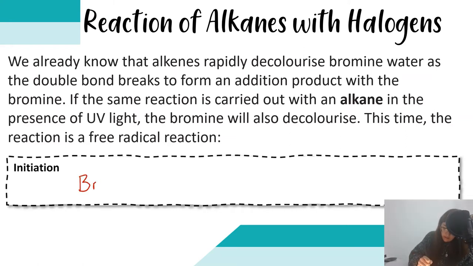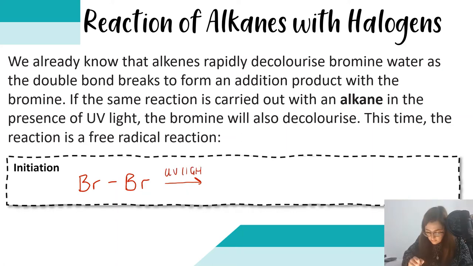If we're beginning with bromine and we expose bromine to UV light, then the bromine bond is broken, the covalent bond between the two bromine atoms is broken, and one electron from the bond goes to one bromine atom and one electron goes to the other bromine atom, forming two bromine radicals.